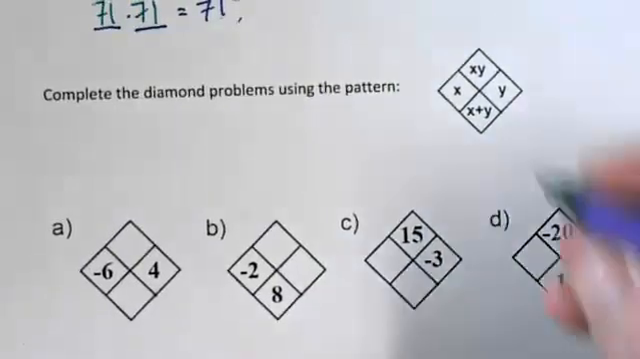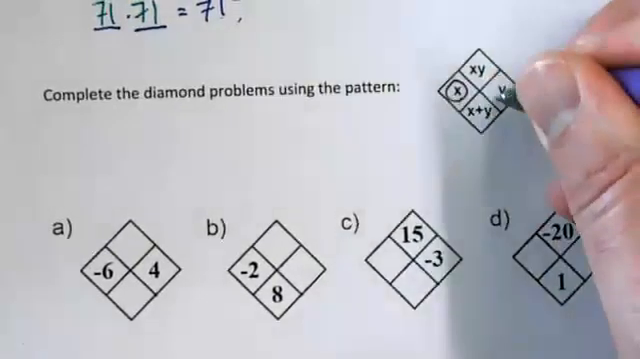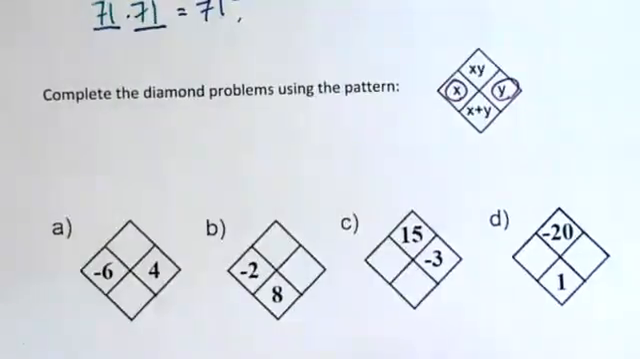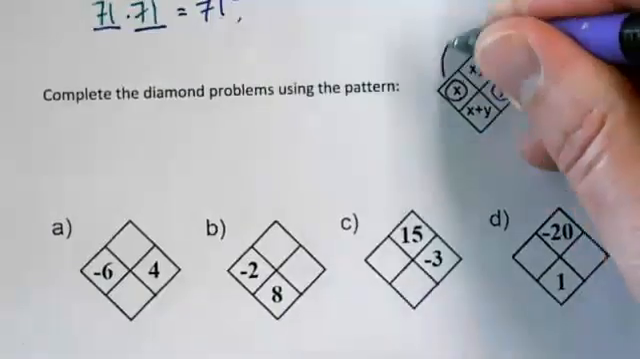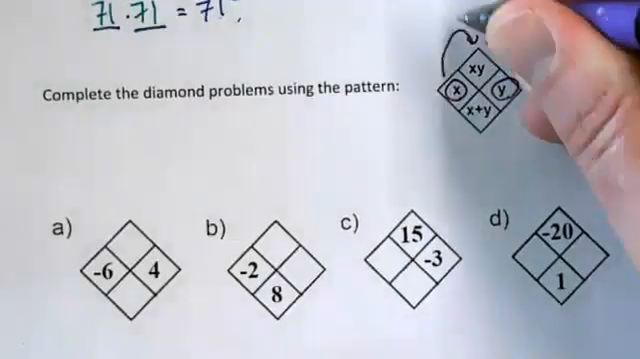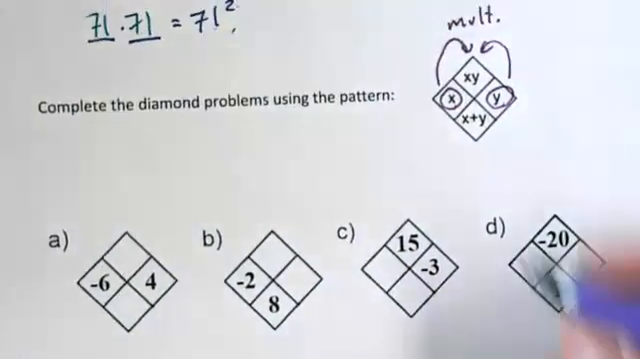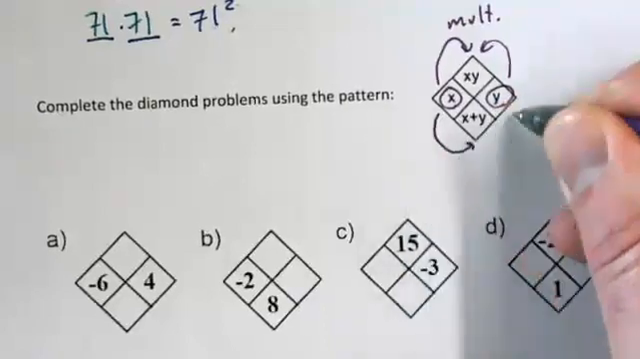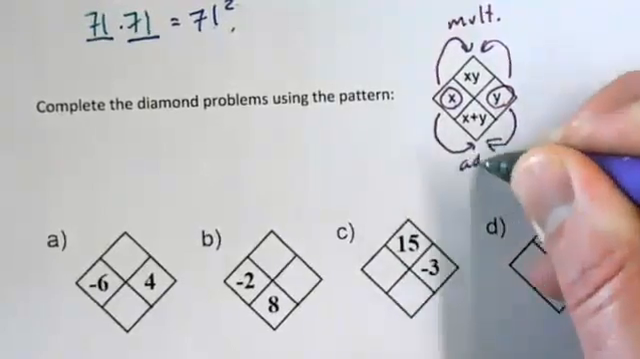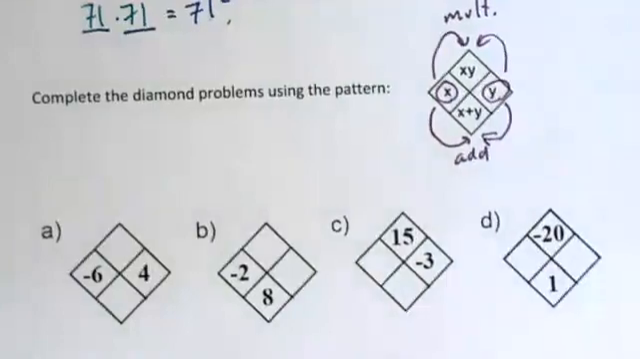The way diamond problems work is these two side numbers are kind of the key. The side numbers are always going to multiply together to give you the top number. And the side numbers are always going to add together to give you the bottom.